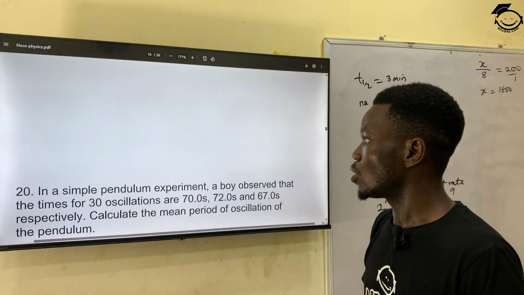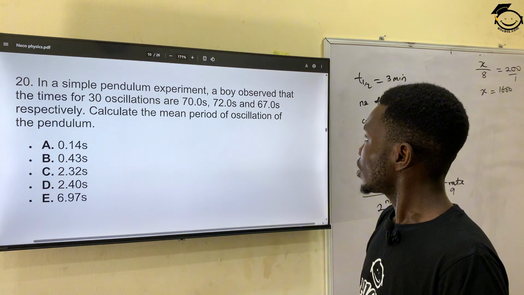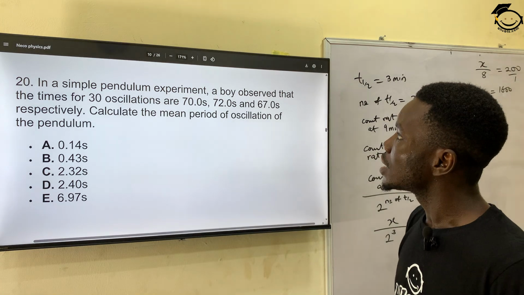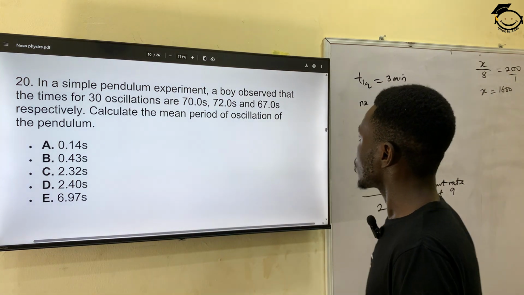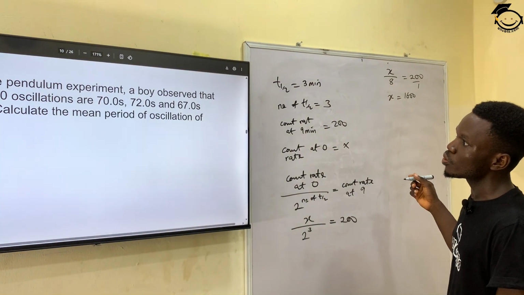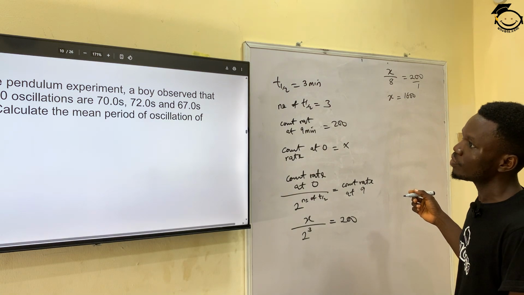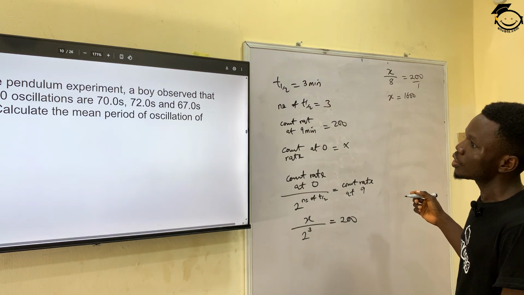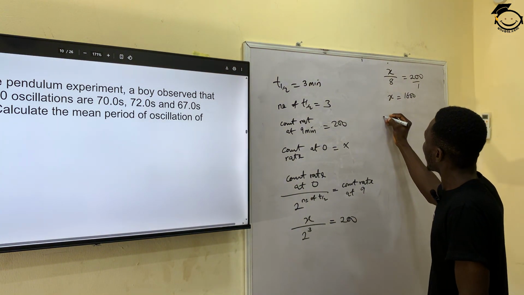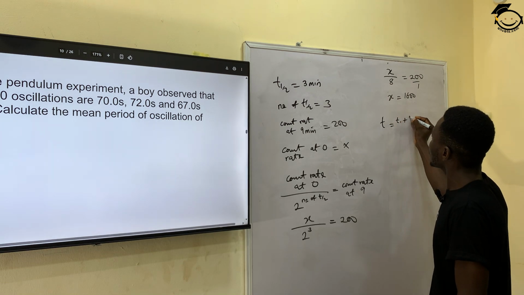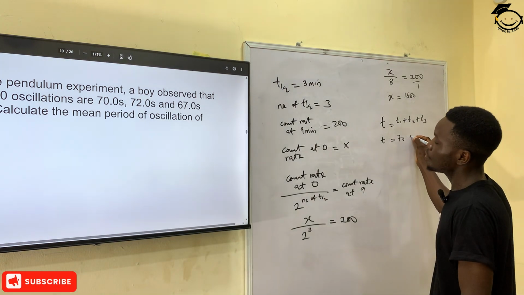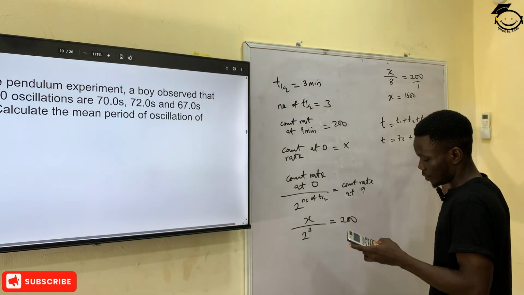So that takes us to question number 20. Question number 20 says, in a simple pendulum experiment, a boy observed the time for 30 oscillations to be 70 seconds, 72, and 67 seconds respectively. Calculate the mean period of oscillation of the pendulum. So the first thing I'm going to find is the mean time. So our mean time t is supposed to give us t1 plus t2 plus t3.